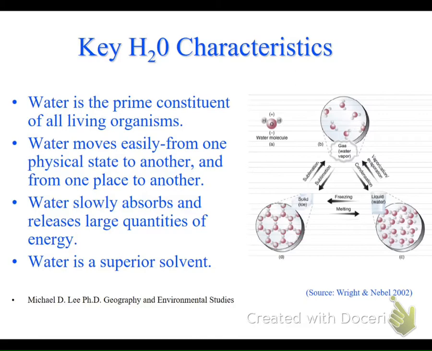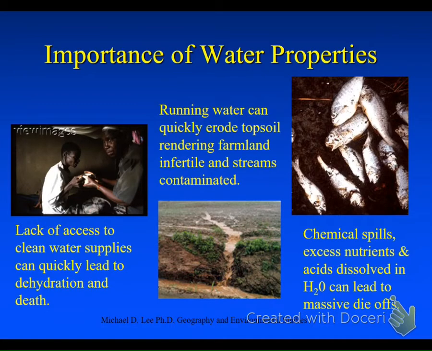And it's an extremely good solvent. But at the same time, that makes it nasty. Because if we don't have enough water, we don't survive. There are animals out there, like the kangaroo rat, that never has to take a drink of water. It is adapted such that it gets all of its water from the food it eats.